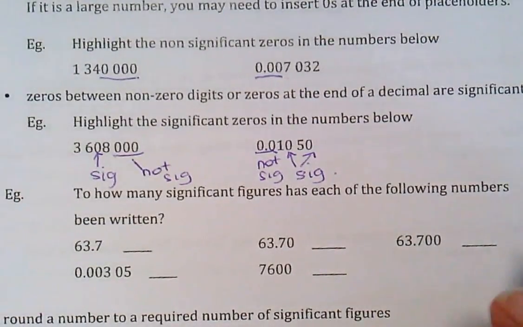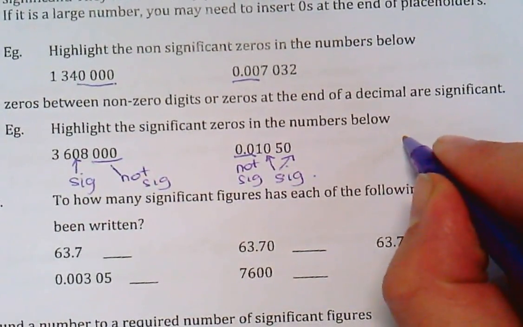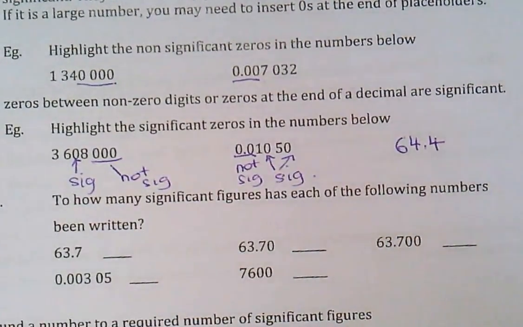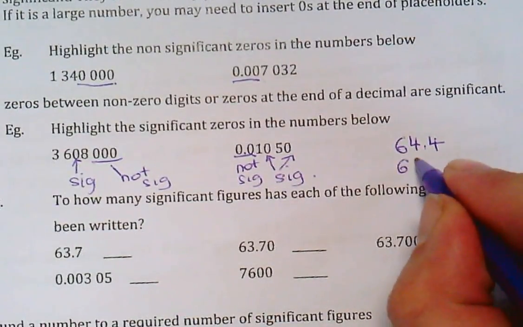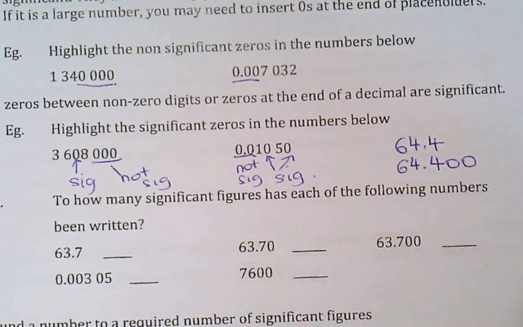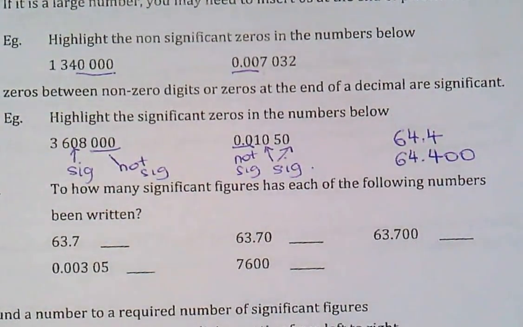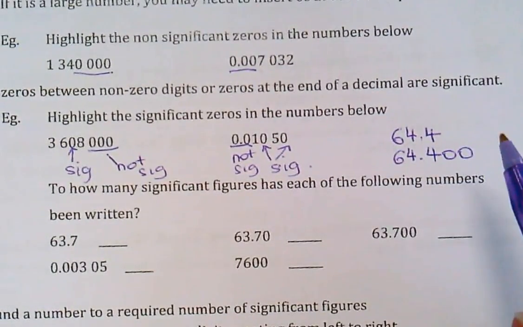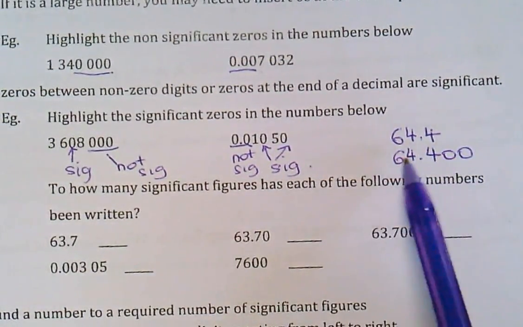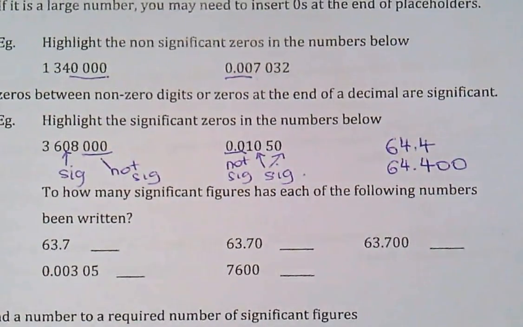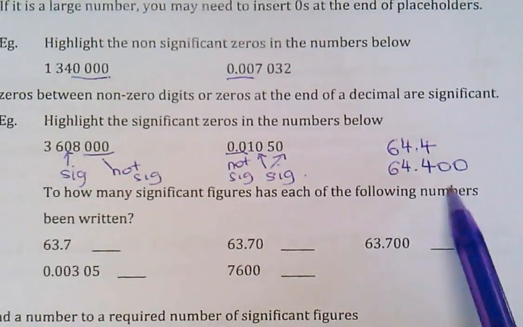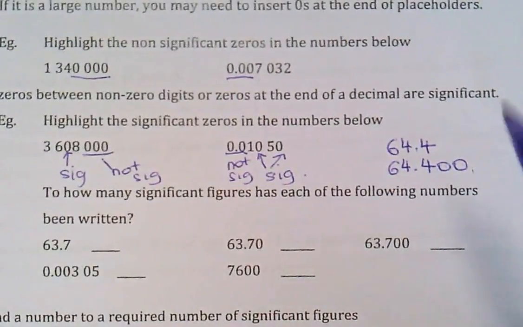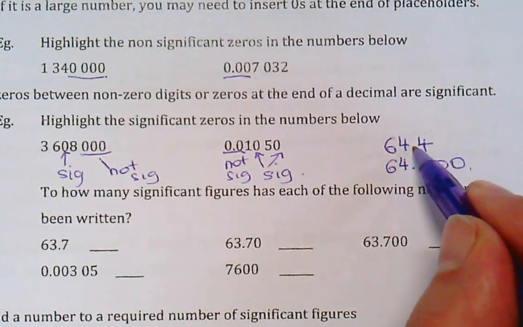I'll tell you what that's like. I'll show you. Let's say you weigh yourself and you're 64.4 kilos, right? But then let's say someone else decides to write 64.400. The scale at home only gives you 64.4. It only gives you one decimal place on the digital scales. If you put 64.400, it's telling me that you know it this accurately, and you don't. You don't know about the second decimal place and the third decimal place. So if you're recording weight on scales, you only record what you can see.